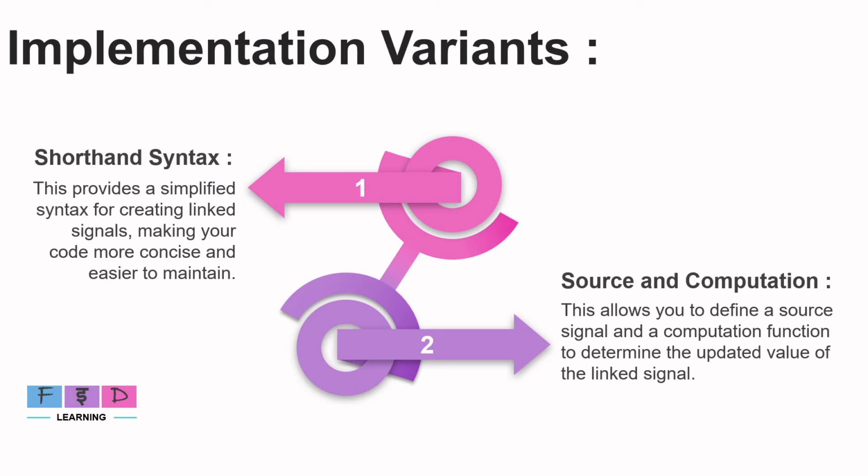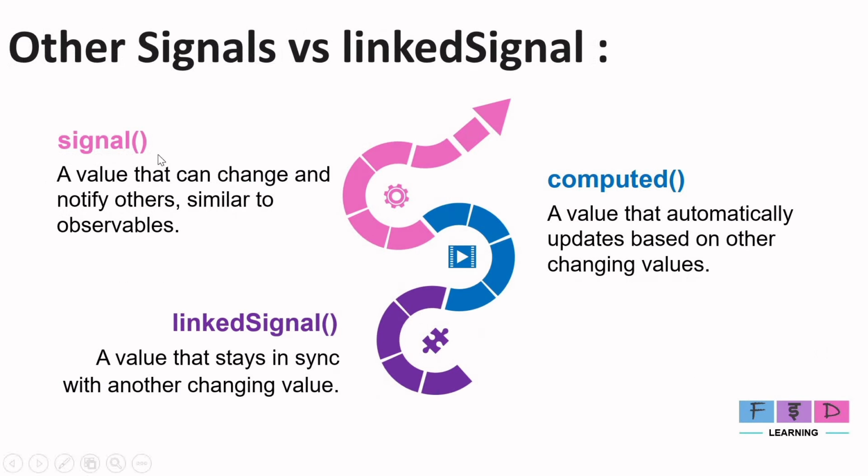Now last, let's talk about other signals versus linked signal. And signal and computed signal come under the category of other signals. So signal is a function from the @angular/core module that creates a signal. And it is a value that can change and notify others, similar to observables. And what is a computed signal? This is also a function that creates a computed signal, and computed signals are read-only signals that automatically update based on other changing values. And what is meant by linked signal? A linked signal is a writable signal that updates when the value of an associated signal changes.